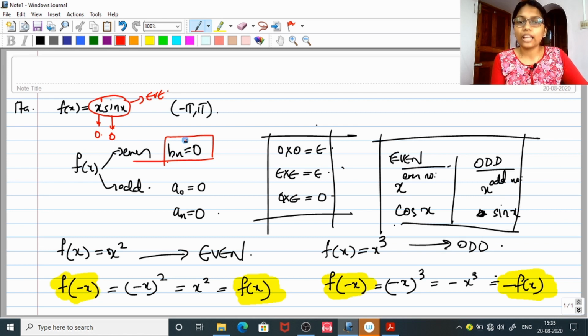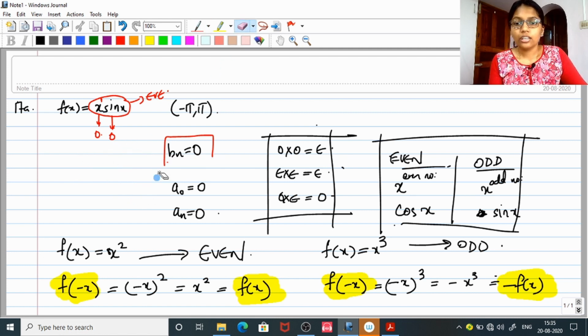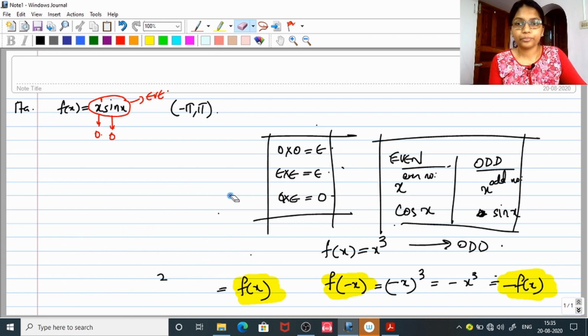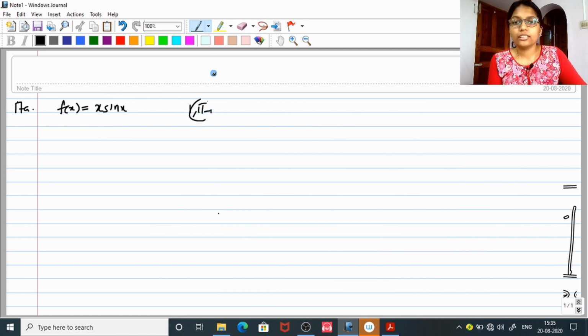We don't need to find the expression for bn or solve it completely to get the value as 0. We can directly check the type of function and write whether a naught is 0, an is 0, or bn is 0. Okay, but still we need to find the value for a naught and an. So the range is negative pi to pi, isn't it? So bn is 0, we need to find a naught value and an value.